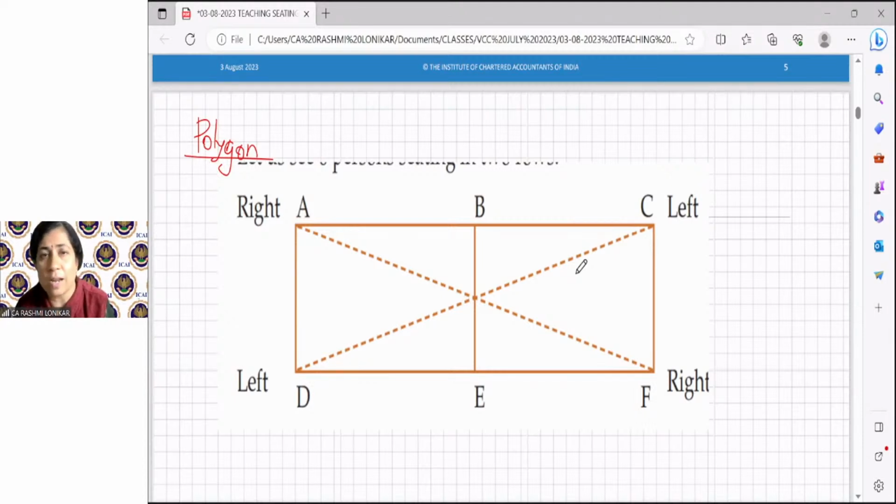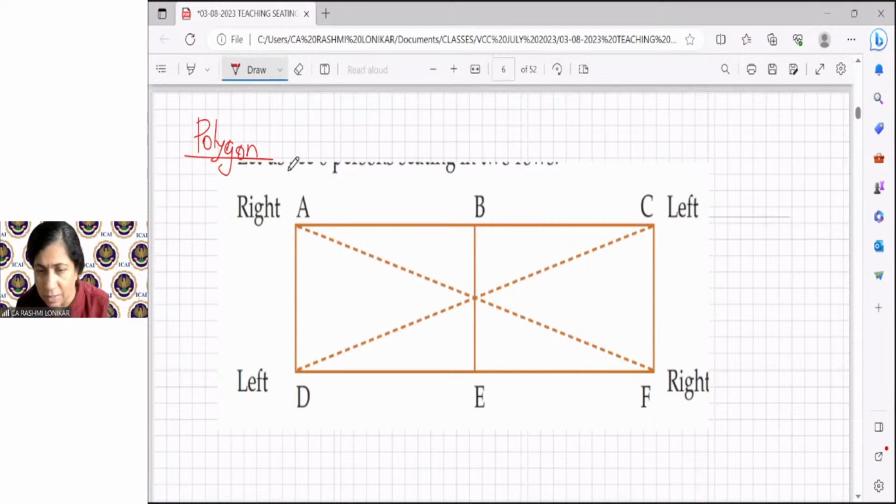Okay, so what happens here is, suppose we say there are 6 people sitting around a table. They've not said a circular table, which means what? It is going to be a polygon. So it may be a square table, it may be a rectangular table. Something like that. So here we are taking 6 people. When 6 people are sitting like this, you must remember, A's right will be to my left, and D's left will be to my left only.